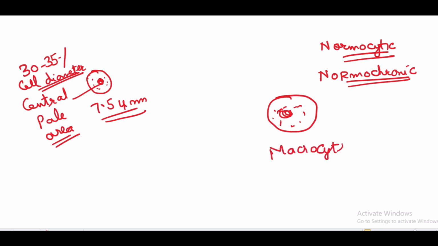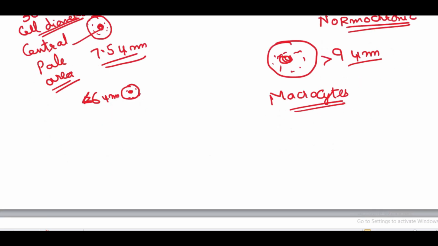macrocytes. Diameter greater than 9 micrometer is macrocytes. Microcytes, when the diameter is less than 6 micrometer, then we denote them as microcytes.